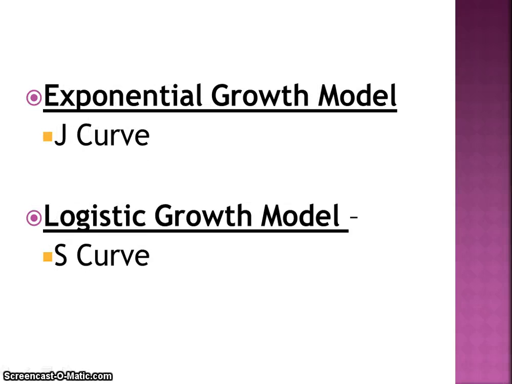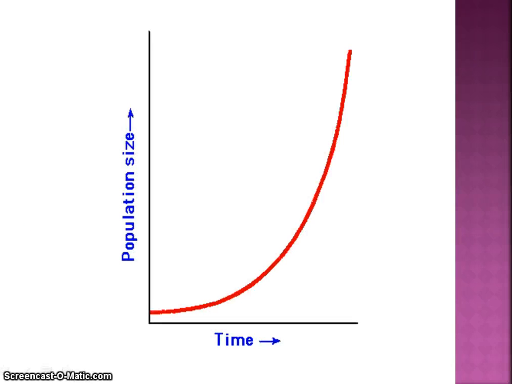There are two different growth models. We have the exponential growth model, which is the J curve, and the logistic growth model. So exponential growth is J, because you can see the increase with age and population. When populations grow at a very high rate of increase, the number of individuals increases exponentially, like 2, 4, 8, 16, 32, 64, 128, and so on.